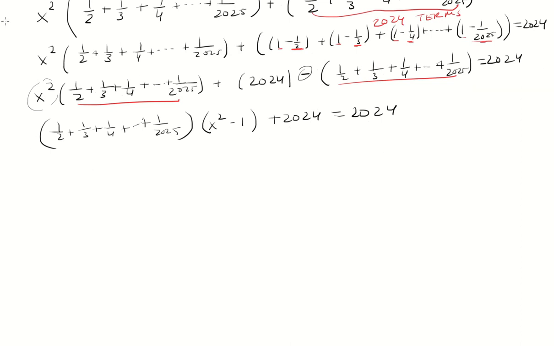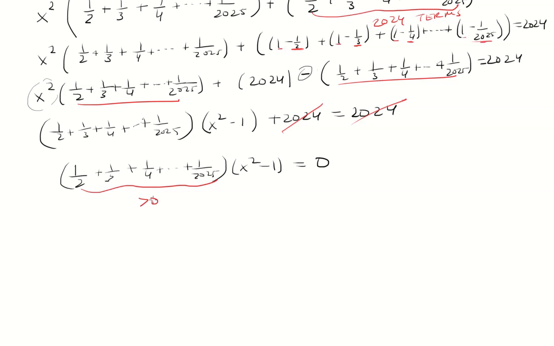Because both sides have 2024, I could just subtract that and cancel. And so we're left with 1 half plus a third plus a fourth all the way up to 1 over 2025, times x squared minus 1, equals 0. This right here is greater than 0 since we're adding numbers that are greater than 0. So I can divide both sides by this, and so this will cancel. And I'm going to be left with x squared minus 1 equals 0. Adding 1 to both sides, I get x is equal to plus or minus 1. And this is our final answer.